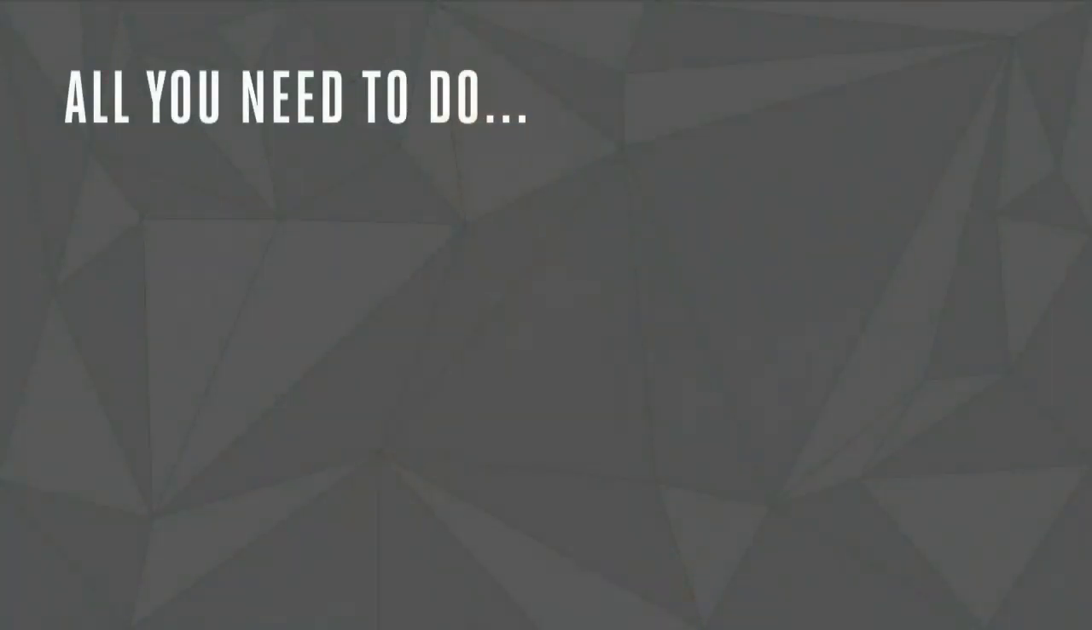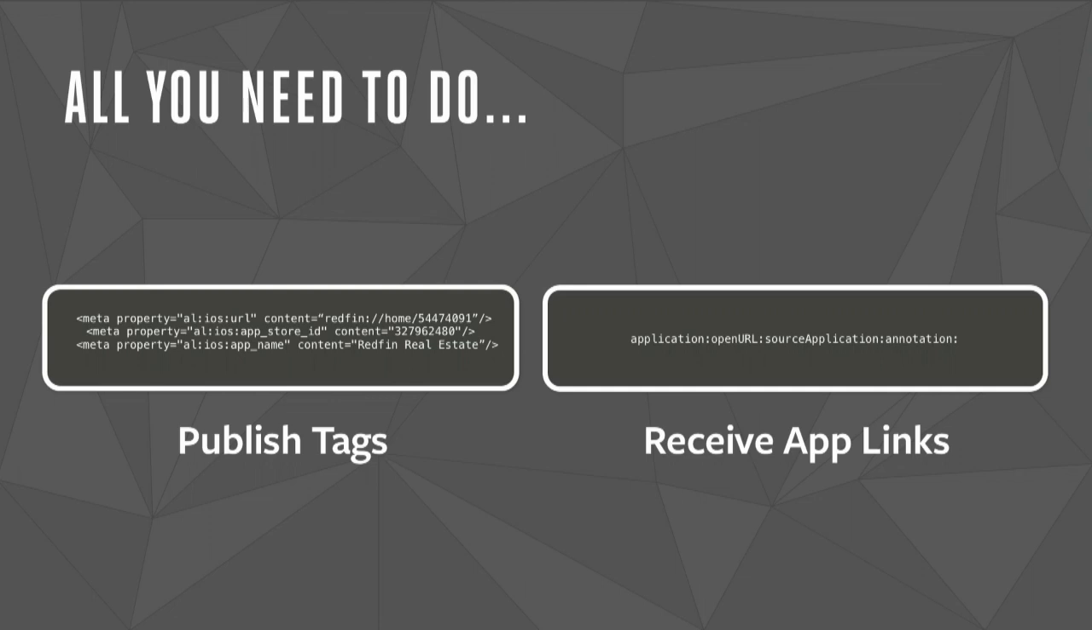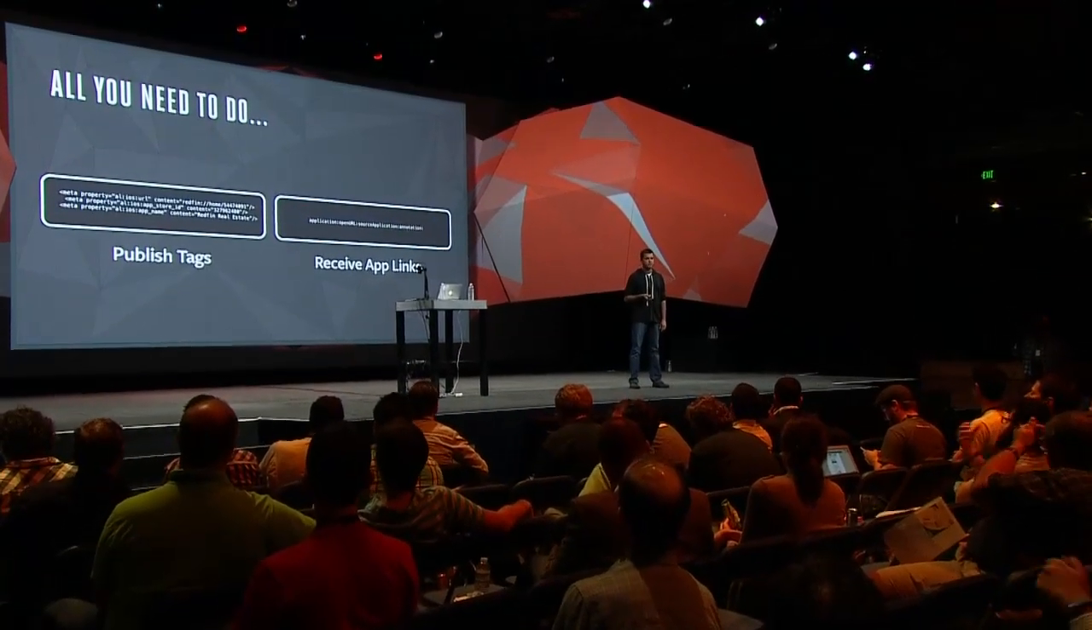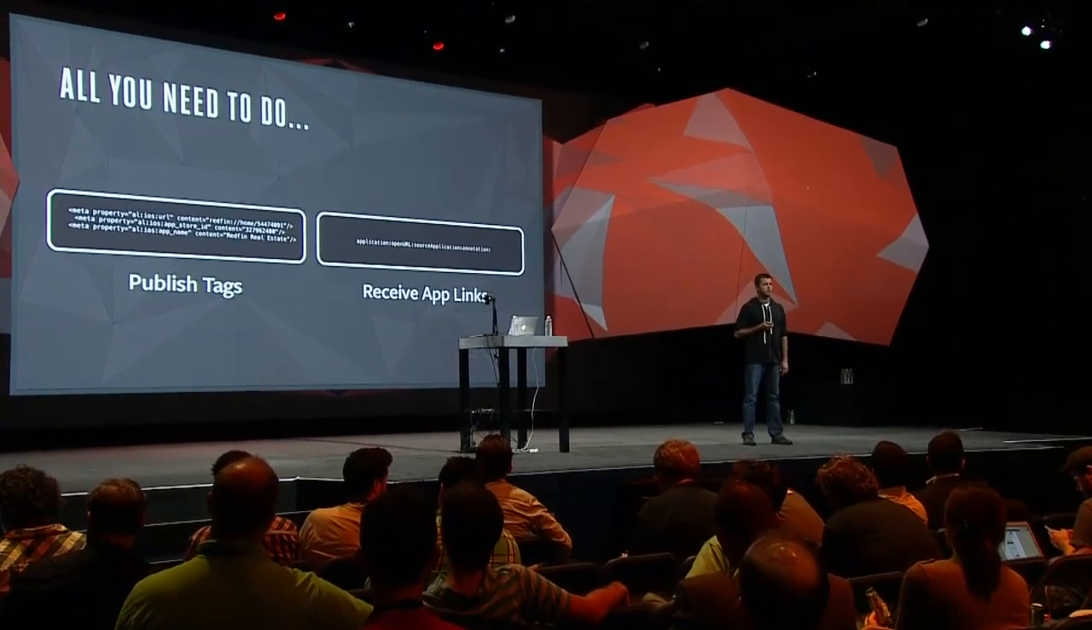So this now brings us to the final question, which is, what do you need to do? And surprisingly, this is the easiest of them all. All you need to do is publish a few tags to expose deep links in your app, and then enable support for receiving app links. That's it. By doing this, you can take advantage of the Facebook app support for app links to provide the best possible experience for your content for people.